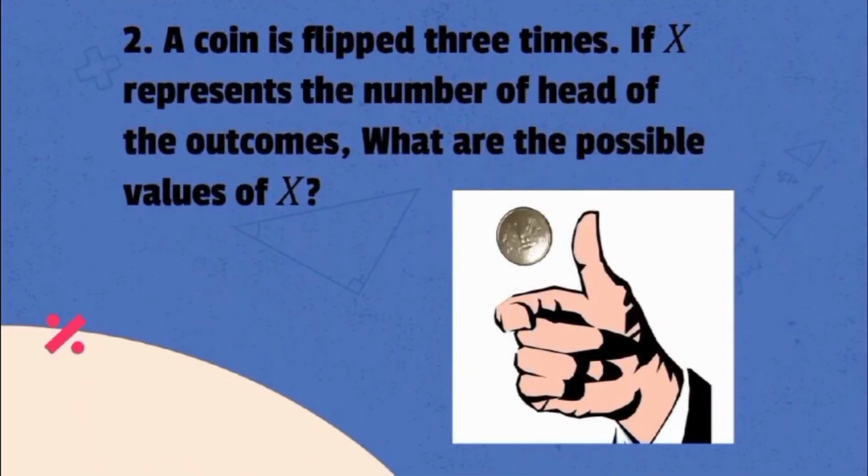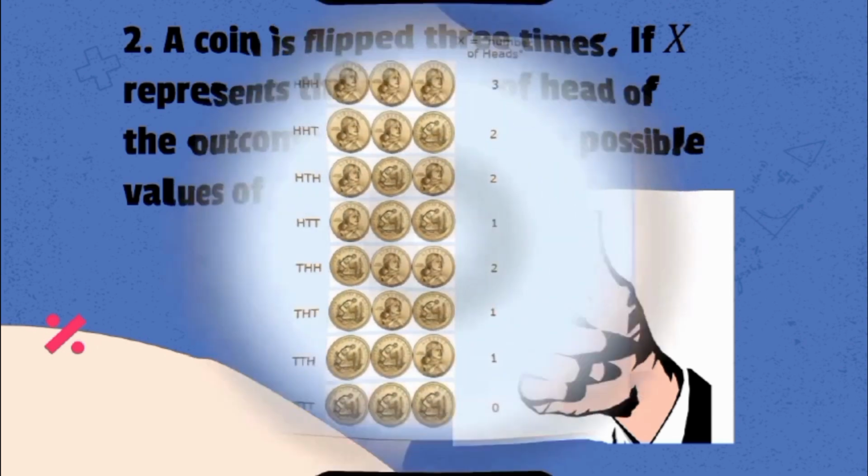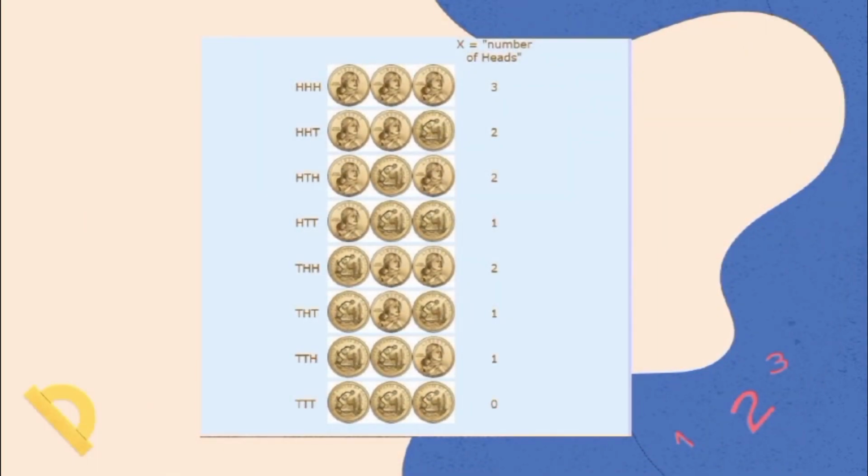In problem number 2, a coin is flipped 3 times. If X represents the number of heads of the outcomes, what are the possible values of X? From the given table, the possible outcomes are HHH, HHT, HTH, HTT, THH, THT, TTH, TTT.